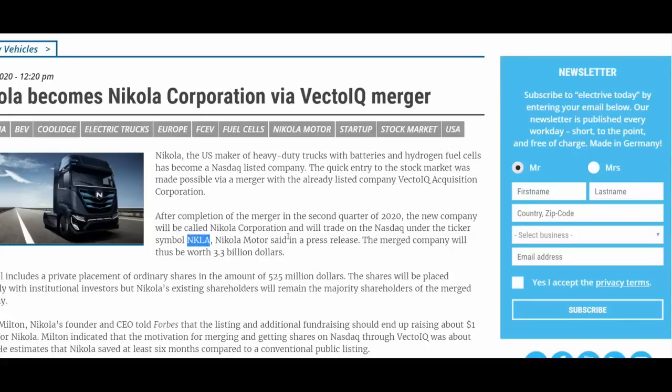And thus, after this merger is completed, the new company will be worth $3.3 billion. Remember this number, we will see it further on as well. Keep this number in mind because it will help us calculate some future numbers and our return on investment.